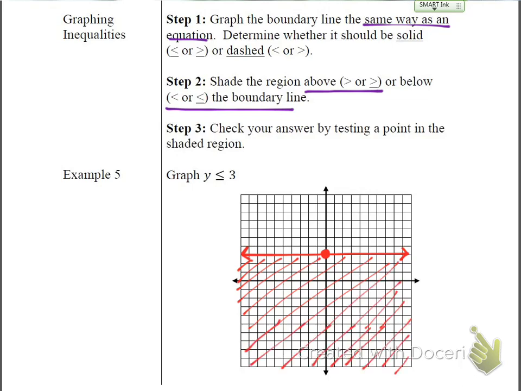So we have a solid line because our inequality was less than or equal to, so that means I can touch the line. And since we're looking for everything less than, it's everything that's below the line. Anything above the line is not a solution. So if we were to pick any point in that shaded area and plugged it in to the inequality, we would get a true statement. Okay?